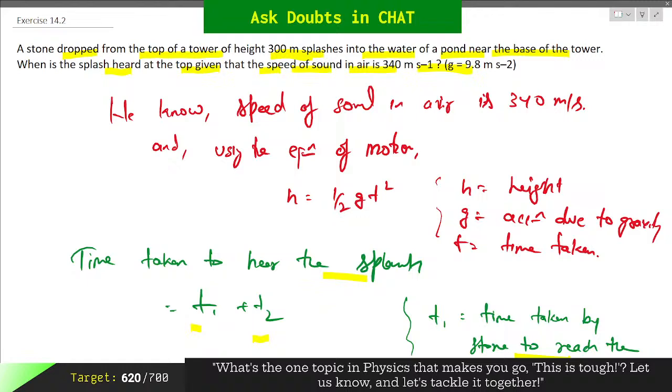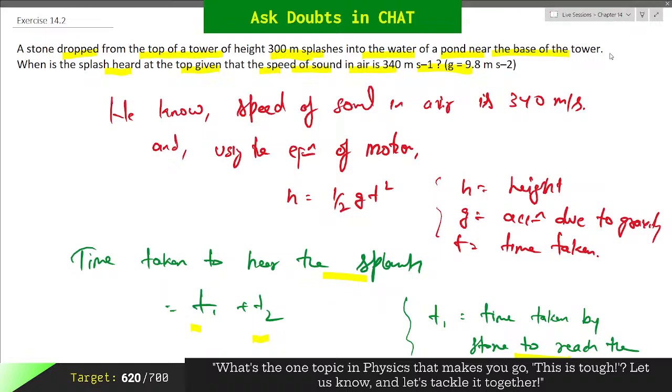Hearing the splash will constitute two time intervals. The first is the time taken by the stone to reach the pond, and the second is the time taken by the sound wave to reach the top of the tower. So using the equations of motion, we can get the time duration needed by the stone to reach the pond, and using the speed of sound and the given distance, we can calculate the time taken by the sound wave to reach the top of the tower. So we can simply add them and find out the total time.